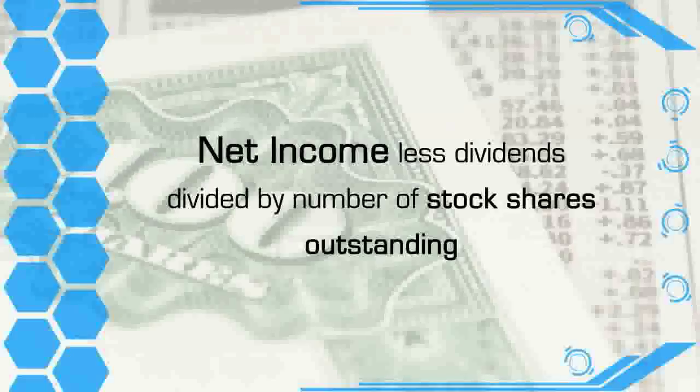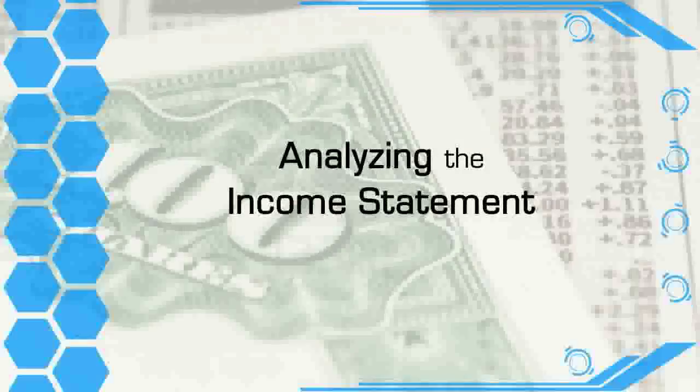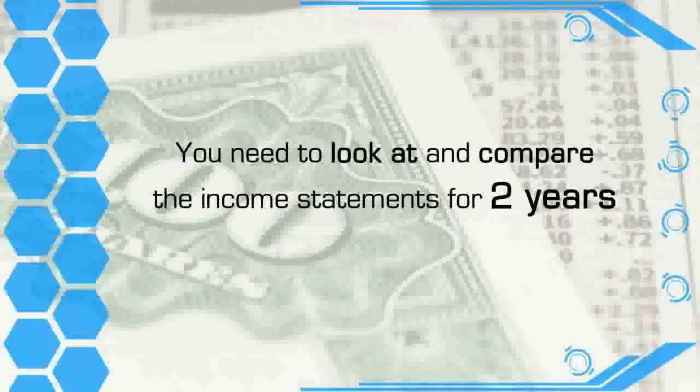between time periods. Analyzing the income statement. We've discussed what the income statement is and the components that make up the income statement. Now let's turn our attention to how you should analyze the income statement. That is what you should look for. What is the income statement telling you? Looking at just one period, this is a year or quarter, looking at one period alone is not very helpful. You need to look at and compare the income statements for 2 years. You want to see trends. Is the income statement improving, stable, or eroding?